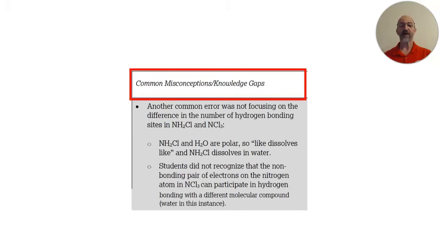Another common error was not focusing on the difference in the number of hydrogen bonding sites. And they would say things like, well, they're both polar, so like dissolves like. Again, that would not earn the point. Students did not recognize that the non-bonding pair of electrons on the nitrogen atom in NCl3 can participate in hydrogen bonding with a water molecule.